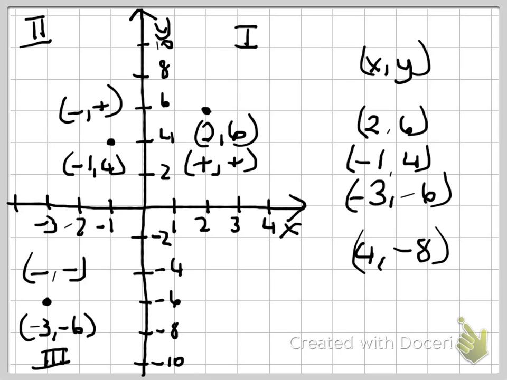And finally we'll move over here to quadrant 4. So we've got 4, -8. I'm just going to erase my numbering of the quadrant. And we've got 4, -8 here. So this is 4, -8. And we'll see that all points in this quadrant have a positive x and a negative y. So this is quadrant 4 here.